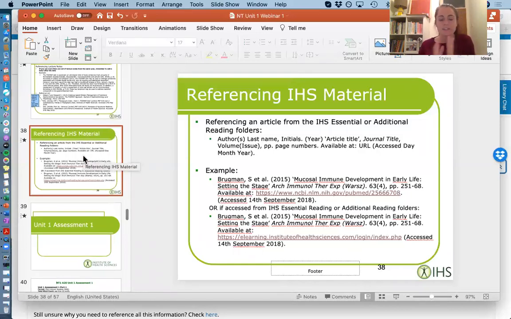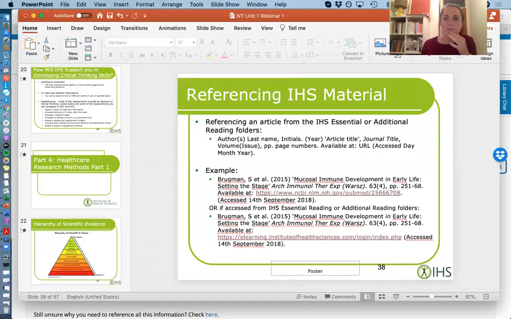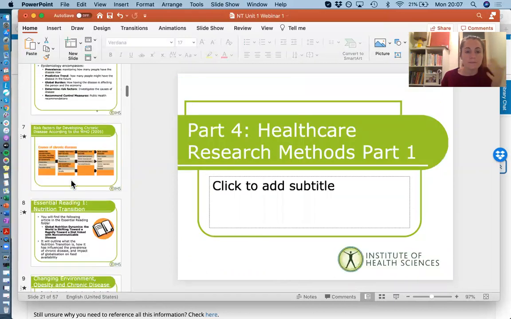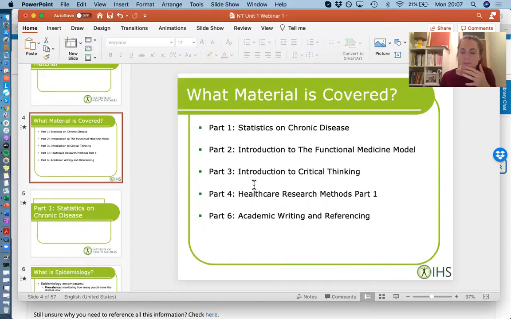So that's the referencing. That covers, or summarizes, some of the key points from a lot of the material that you've done so far. Does anyone have any questions? Was that helpful?